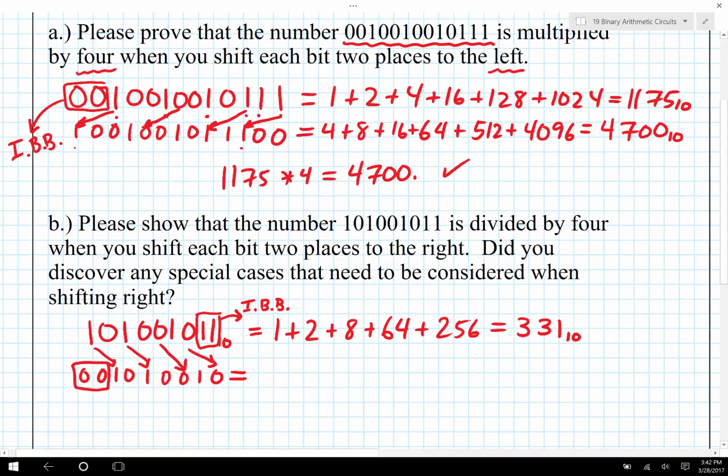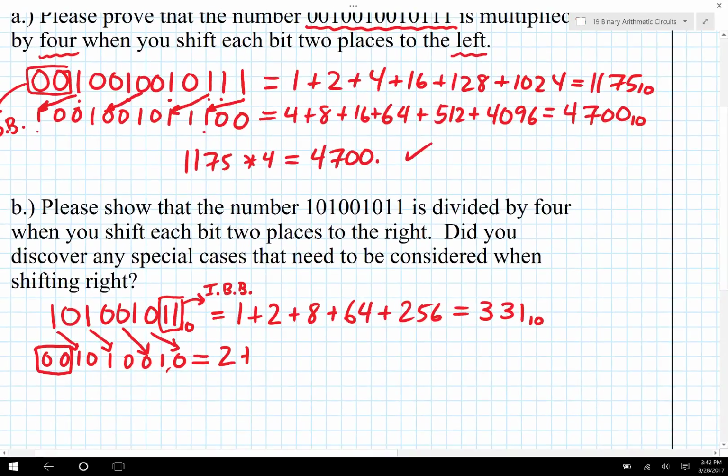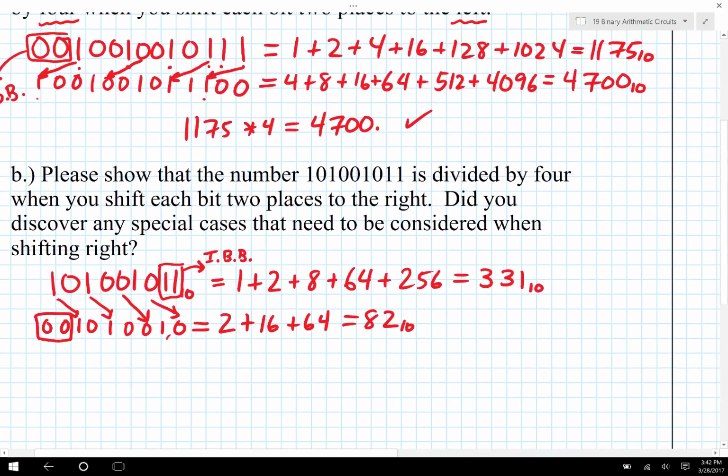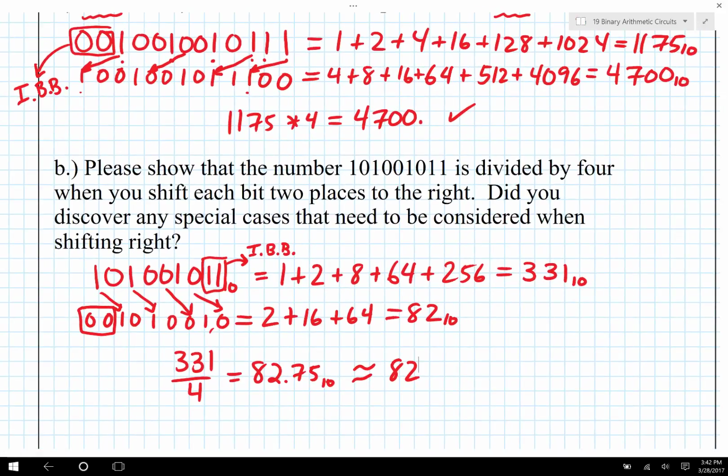If I consider this number, this is going to be a 2, plus there's no 4, no 8, but there is a 16, no 32, but there is a 64. 2 plus 16 plus 64 yields 82, in base 10. Let's double check this. 331 divided by 4 would give me 82.75 in base 10, which is almost 82.